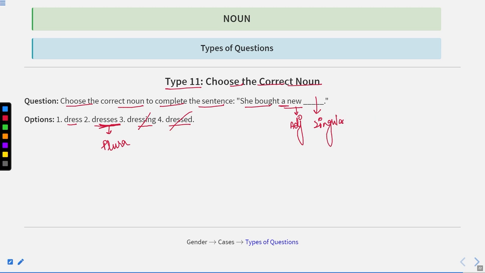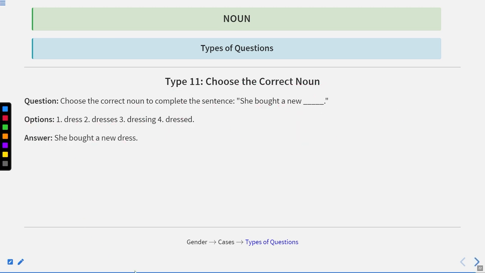Because we have only one thing, whatever it is, and we need only a noun. Therefore, dress is the correct word to be used over here. So, she bought a new dress will be the correct sentence.